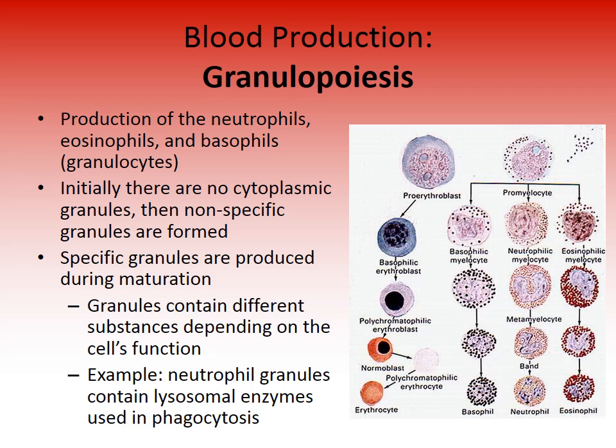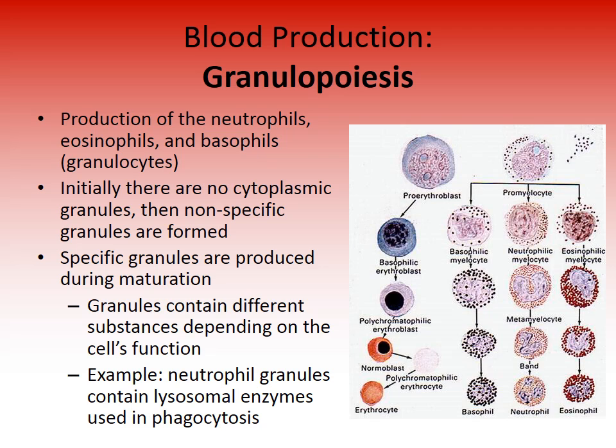So granulopoiesis specifically, the production of our granulocytes, which is the neutrophils, eosinophils, and basophils. Initially, there are no cytoplasmic granules. Then nonspecific granules are formed. So initially, in the immature early stages, you're not going to see those granules. Specific granules are produced during maturation, so granules contain different substances depending on the cell's function.